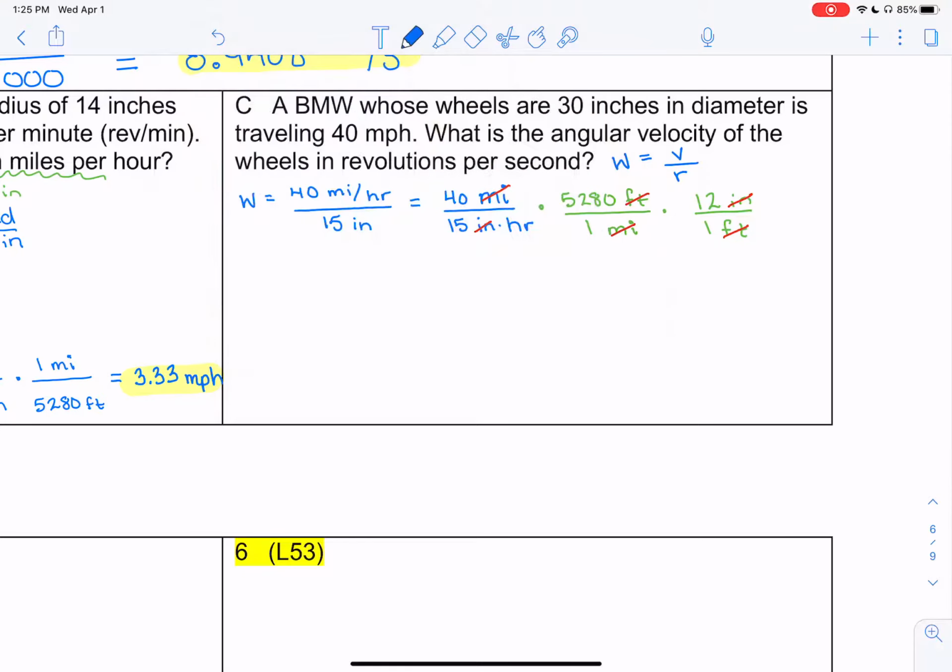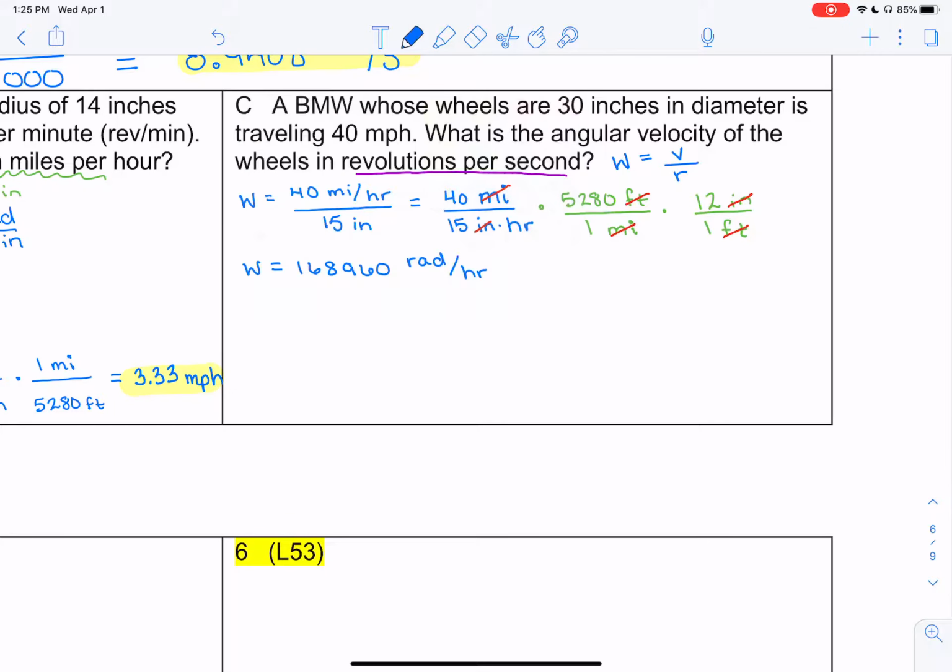So let's see what we have. Simplified, I have multiplying a whole bunch of stuff together. Looks like I have 168,960 radians per hour. And then as my final step, I'm going to convert this to revolutions per second. Okay, because that was in the question that we need to convert over to revolutions per second.